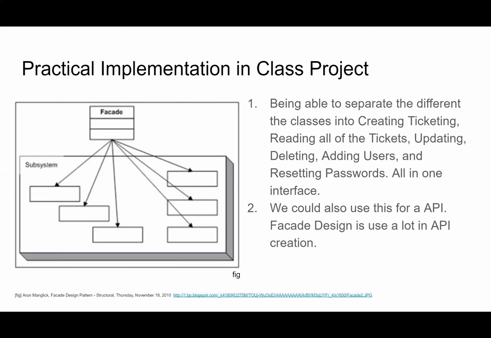Practical implications in this class project that we could actually implement is being able to separate the different classes of creating a ticket, reading all the tickets, updating, deleting, adding users, and resetting passwords, different things like that. We could also use it for APIs. That's a big thing for facade design programs, a lot with API creation. But it works well with connecting these classes and these interfaces to the database and stuff like that.